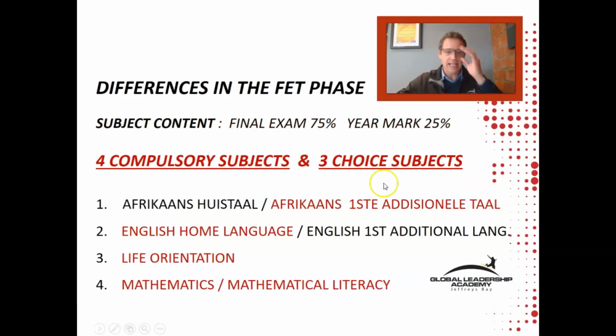Now you've got your 4 compulsory subjects that you need to take, and then you've got your 3 subjects that you have to choose. And these are the important decisions that you'll be making in the coming weeks.